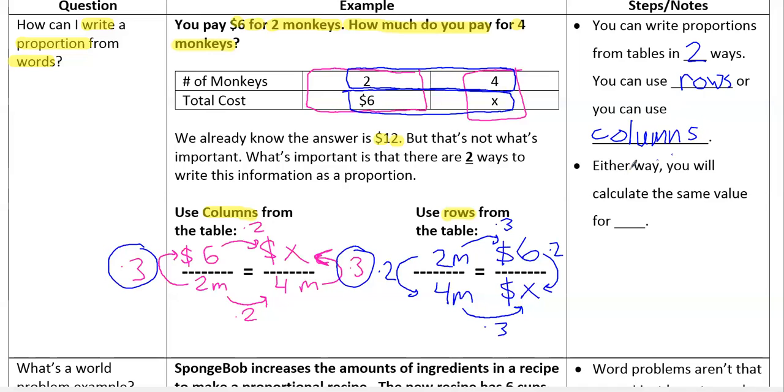And one of those will have the same units in the ratio, and one of those will have different units in the ratio. Either way, you will calculate the same value for x. It doesn't matter how you set it up. X will still be 12 bucks, regardless of how you set it up.